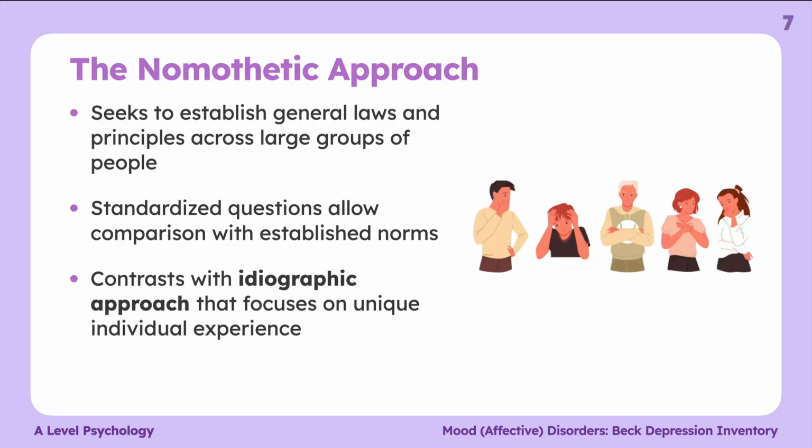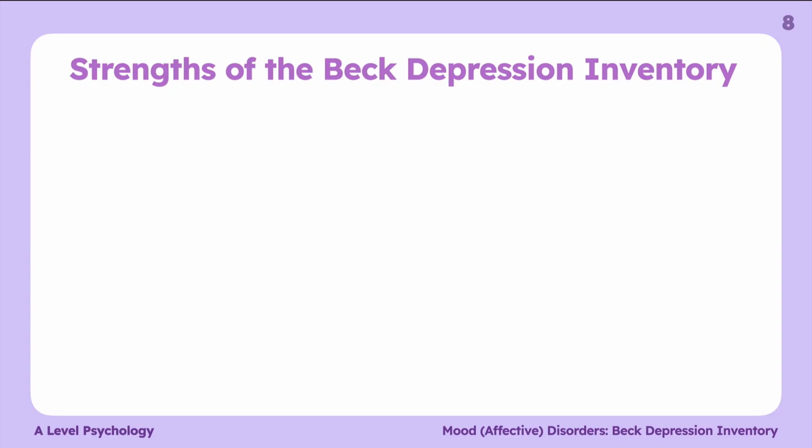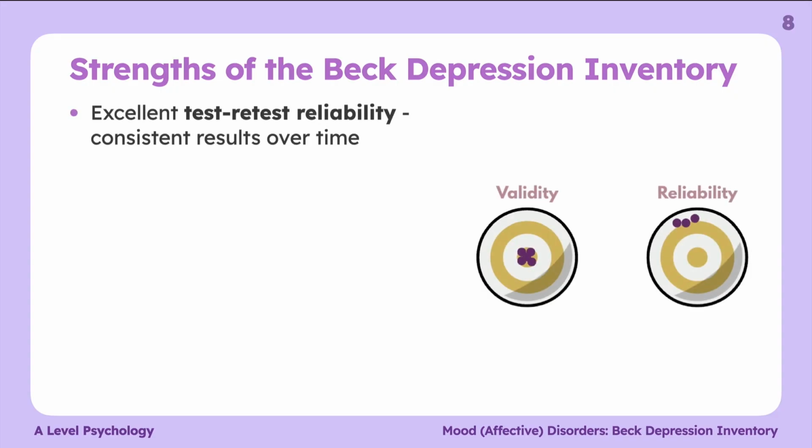Now, like any assessment tool, the BDI has particular strengths that make it valuable in clinical practice. Let me highlight the key advantages that make it so widely used. One major strength of the BDI is that research evidence suggests it is reliable. Every time somebody takes it, they will get similar results. Basically, it doesn't have to always be valid, but it can definitely be reliable. The bullseye you see on the left is valid and reliable. The bullseye on the right might not be valid, but it's reliable. Three scores almost exactly the same. The consistency is crucial for any measuring instrument.